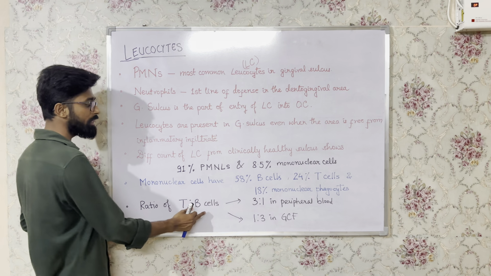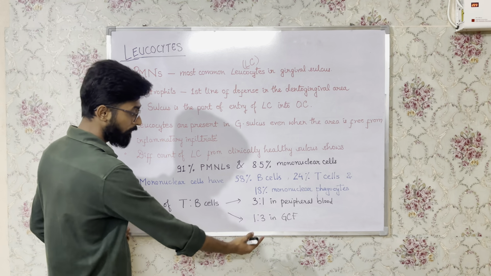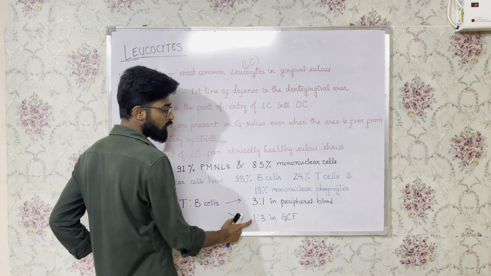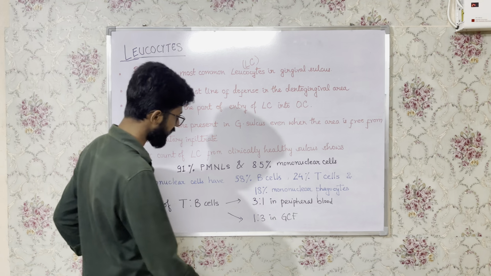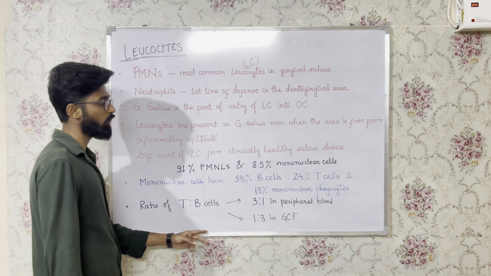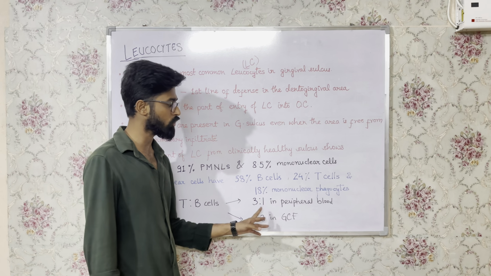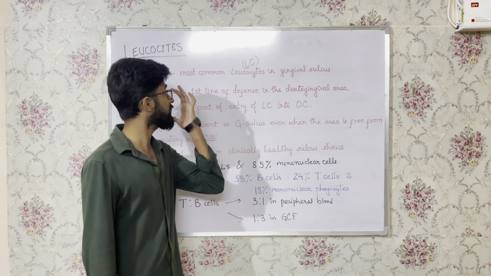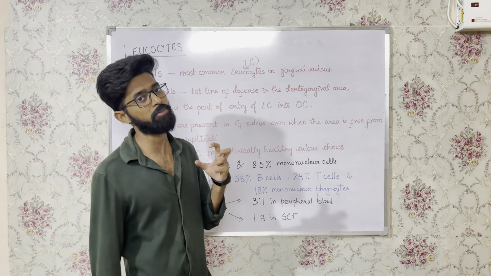Ratio of T to B cells is reversed from 3:1 in peripheral blood to 1:3 in GCF, right? So T to B cell ratio is reversed from 3:1 in the blood to 1:3 in the GCF. This finishes the topic defense mechanisms of gingiva.